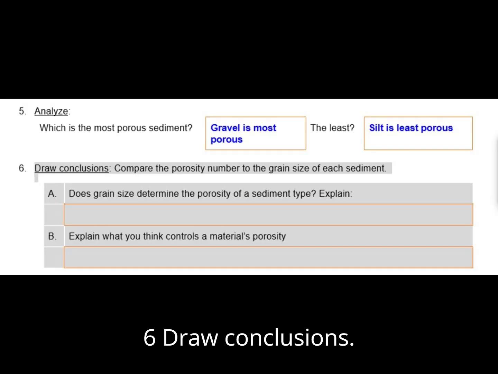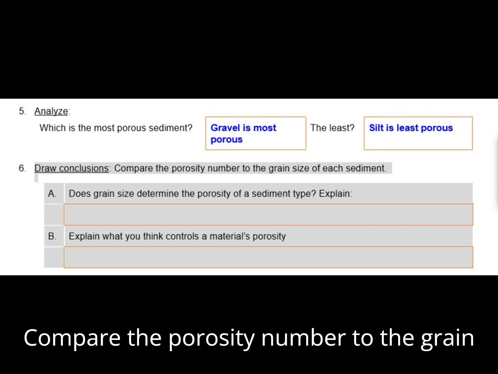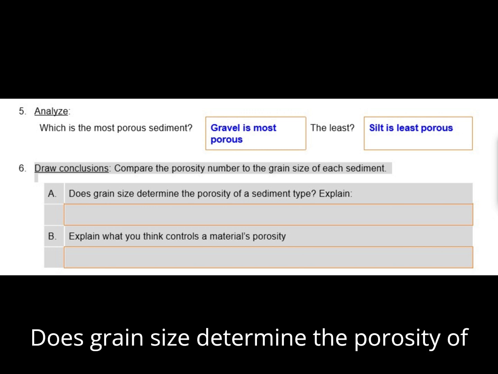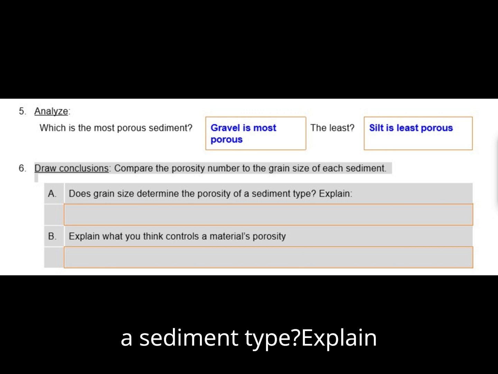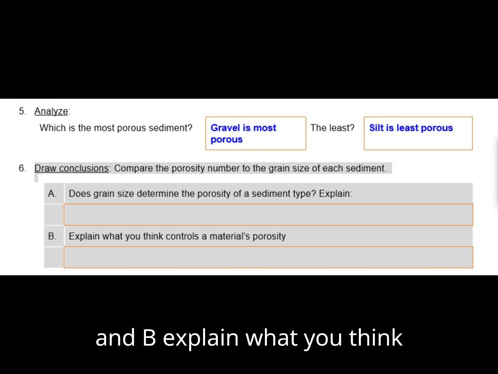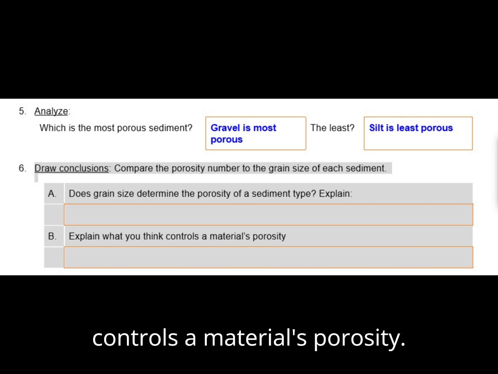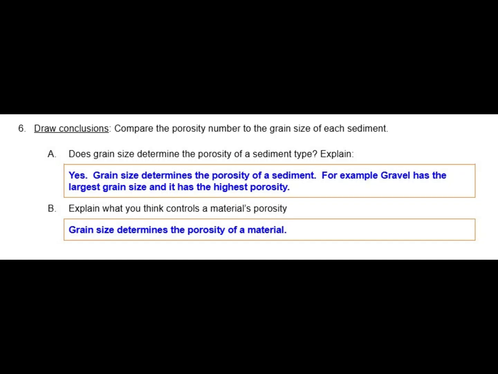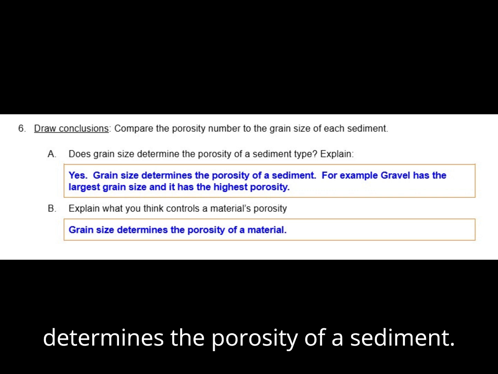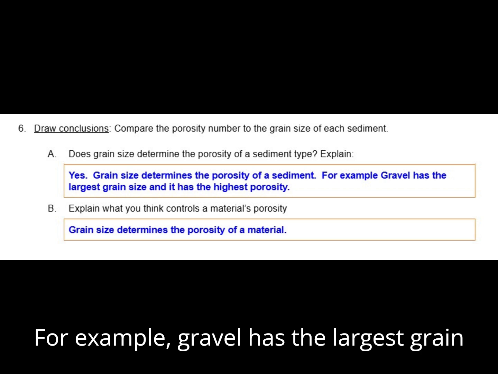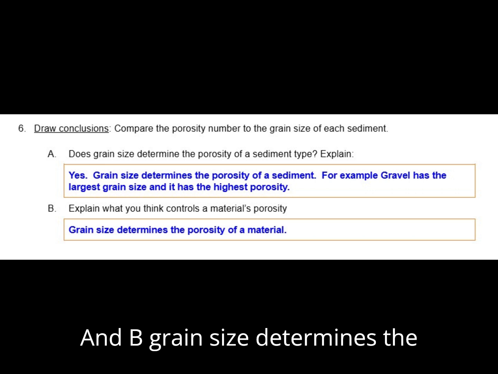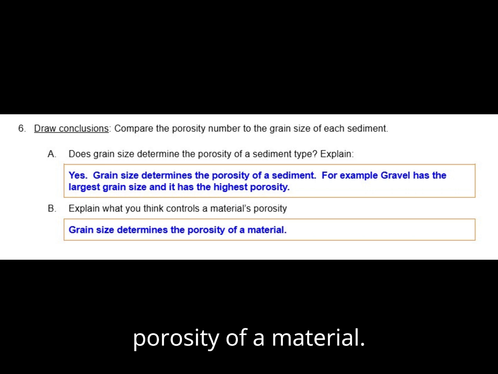6. Draw conclusions. Compare the porosity number to the grain size of each sediment. A. Does grain size determine the porosity of a sediment type? Explain. And B. Explain what you think controls a material's porosity. A. Yes. Grain size determines the porosity of a sediment. For example, gravel has the largest grain size, and it has the highest porosity. And B. Grain size determines the porosity of a material.